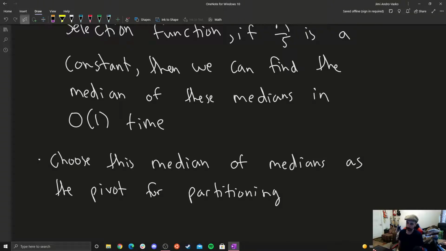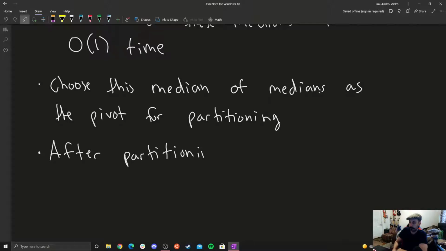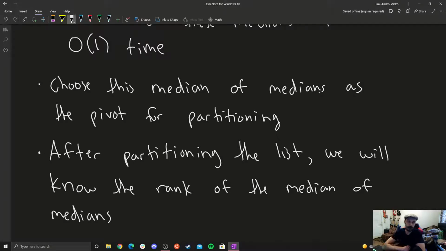But anyway, we do a partition now, and then of course, after partitioning the list, we will know the rank of the median of medians, or that sort of pivot we chose, that was the median of medians. So we will know the rank.